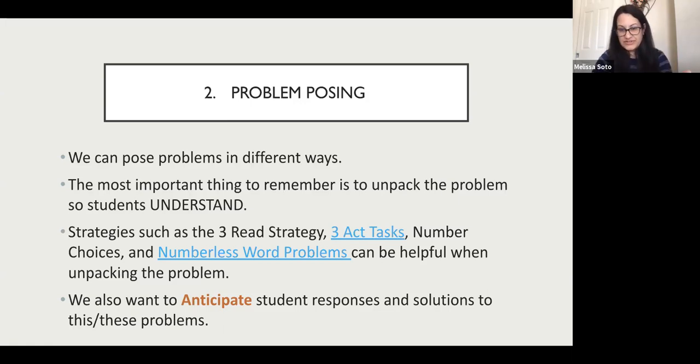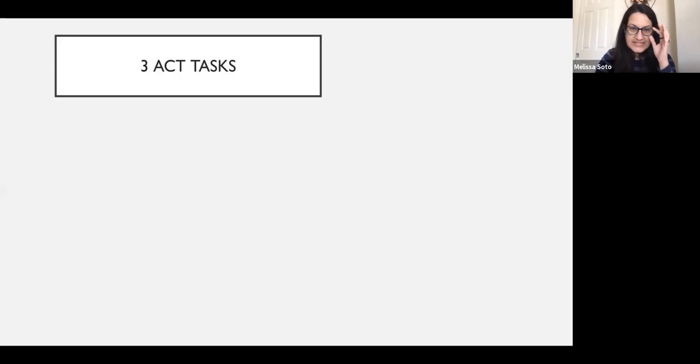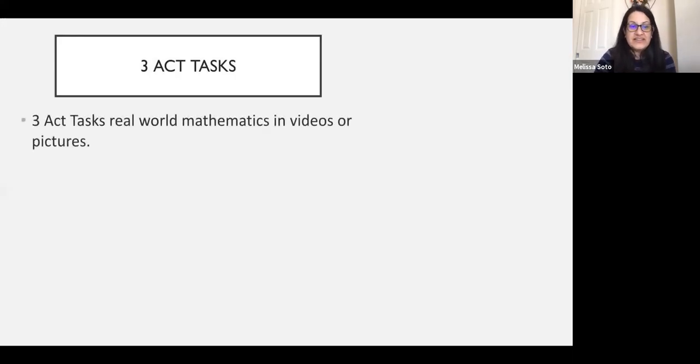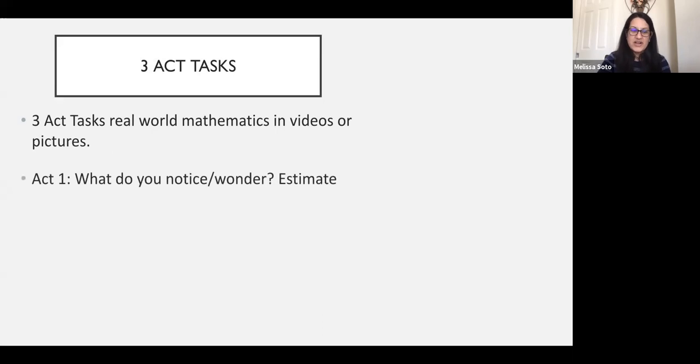So now let's go into a little bit more depth. These 3-act tasks, again, are providing mathematics in the real world. We pose a problem via a picture or a video. And the first thing we ask is, what do you notice or what do you wonder? And ask kids to estimate.